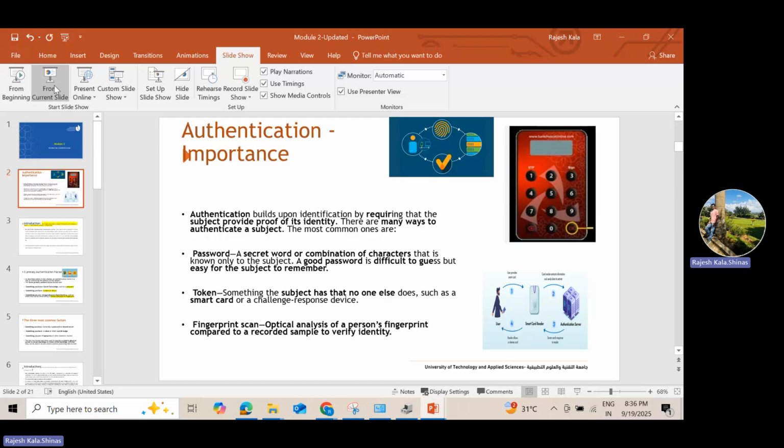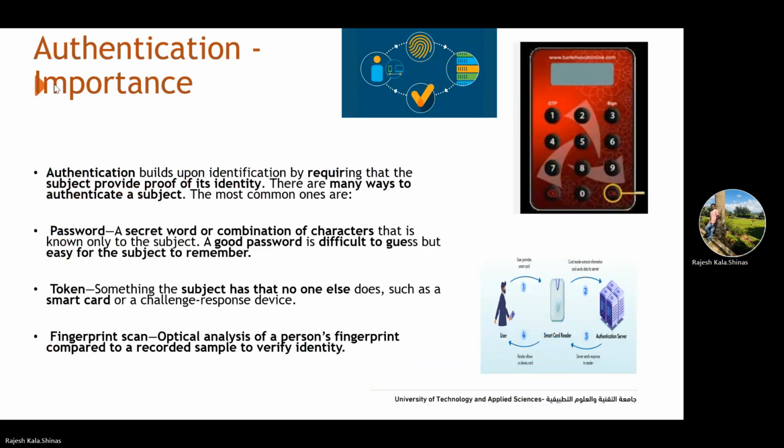Authentication is verifying the identity of the subject. Somebody will show his identity, like a username and password. In the authentication process, we verify whether this username and password is correct or not. There are three different ways to authenticate a subject.